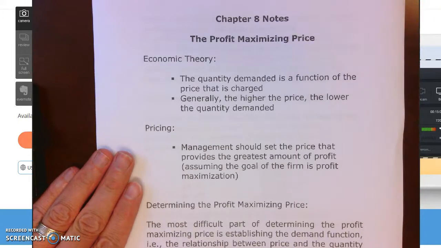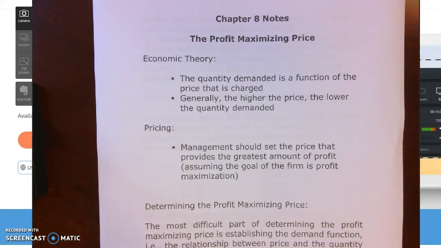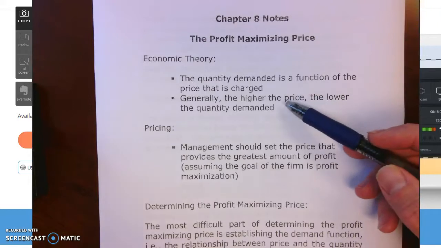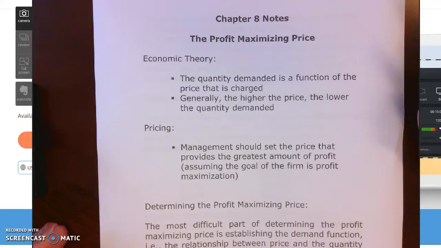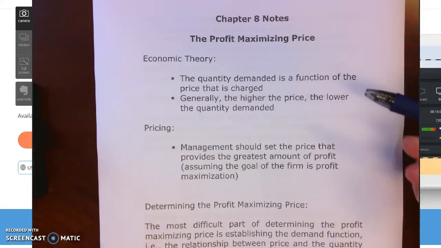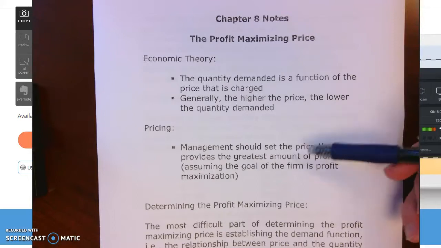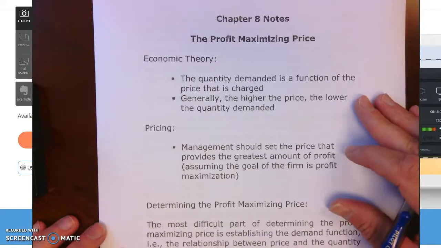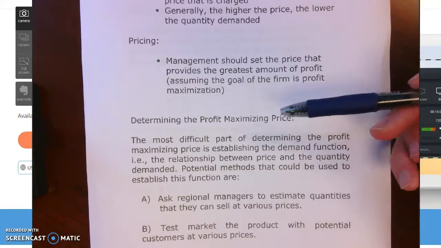So the profit maximizing price, we talk about basic economics, that the quantity demanded is a function of the price that is charged. As a general rule, and this is not always the case, the higher the price, the lower the quantity demanded, and vice versa. So if we take it that the role of the for-profit organization is to maximize shareholder value, then management should set the price that provides the greatest amount of profit, assuming that the goal of the firm is profit maximization. So we talked about determining the profit maximizing price.